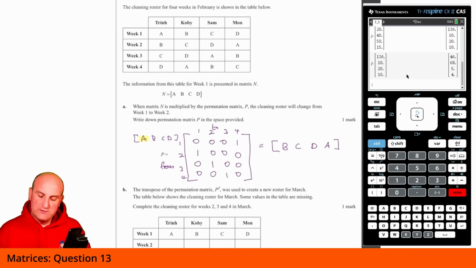The transpose of the permutation matrix PT was used to create a new roster for March. The table below shows the clean roster for March. Some values in the table are missing. Complete the cleaning roster. Right, what I did here, he said, rustling paper again.